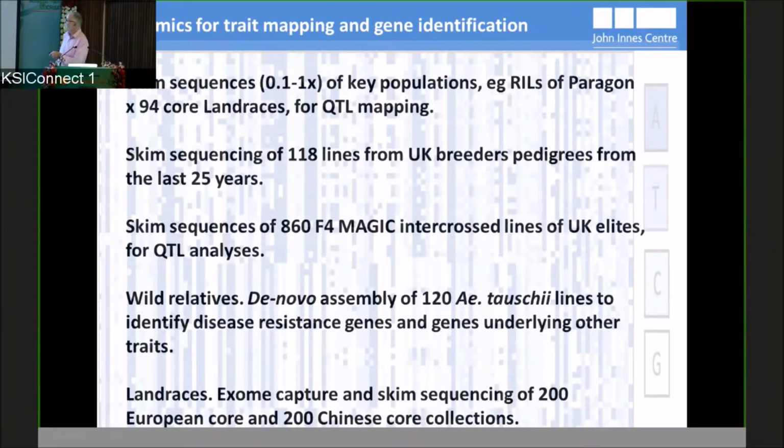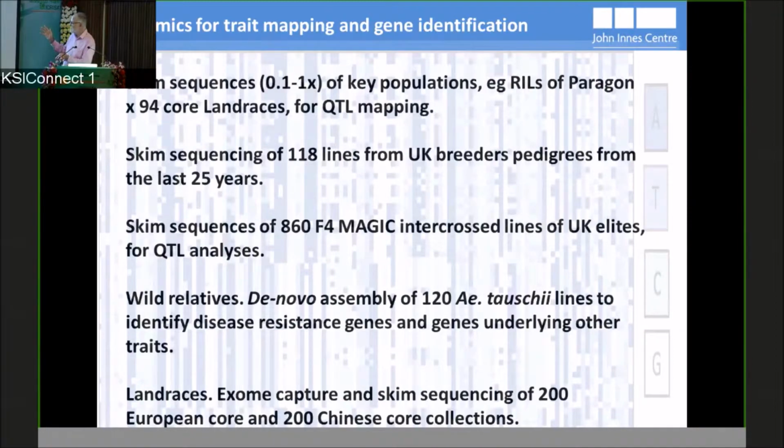So, for example, we've sequenced 94 core landraces. These represent the diversity of wheat before commercial domestication, before commercial breeding. So these are domesticated wheats that are adapted to local environments, many of them from India, in fact, but they have not yet been touched by commercial breeding. And also populations for QTL mapping. We are now sequencing 118 lines from breeders' pedigrees in the UK. I'll tell you why we're doing that.